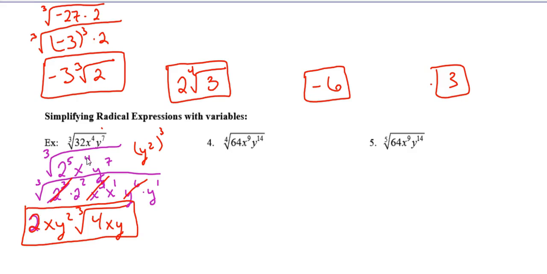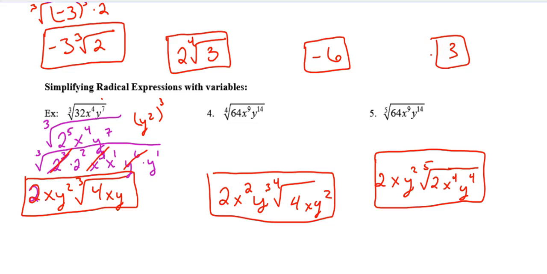All right, so go ahead and pause the video, attempt these two problems, and then come back and check your answers. If you didn't get it right, make sure you ask about it in the beginning of class, or check our answer key when you get to class. All right, so pause the video and try number 4 and number 5.